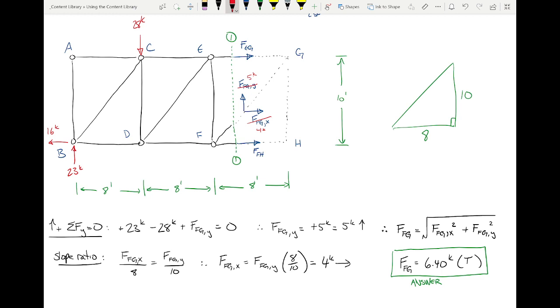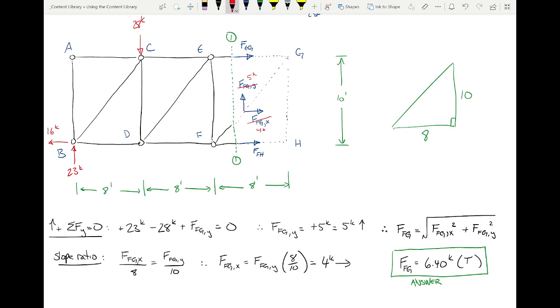But what was the whole point of using the method of sections? What does the method of sections afford us the ability to do that the method of joints does not? Like what do we get by doing the method of sections? We get another tool at our disposal. What is that tool? Sum of moments. We get to sum moments. So maybe what we ought to do is sum moments. Now, where do we sum moments?